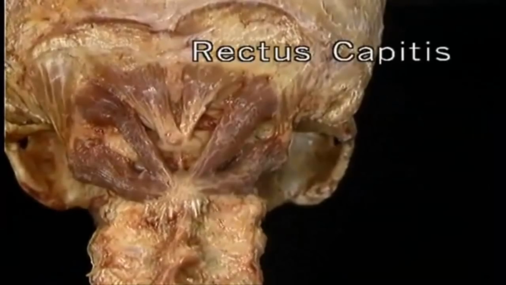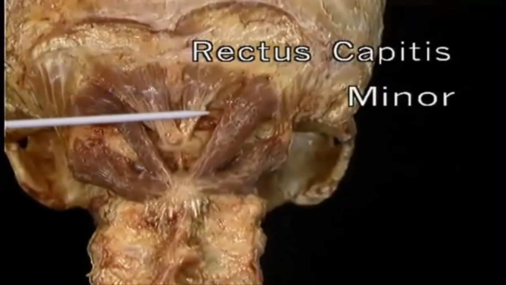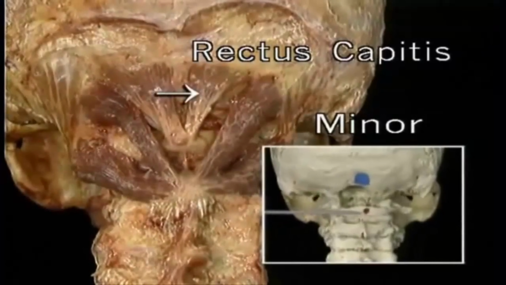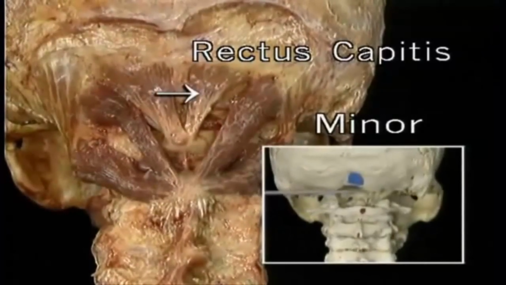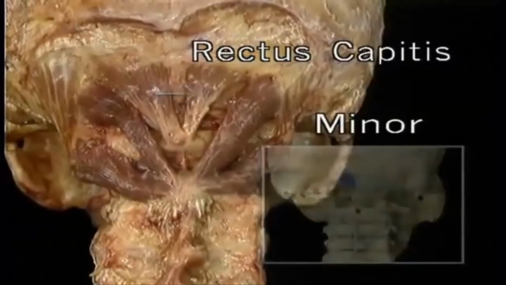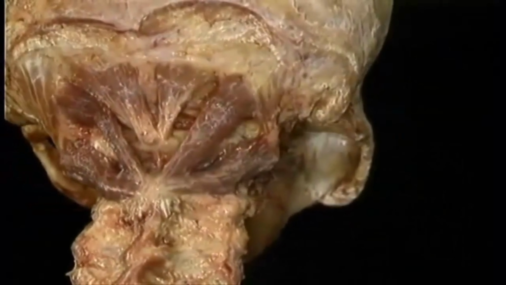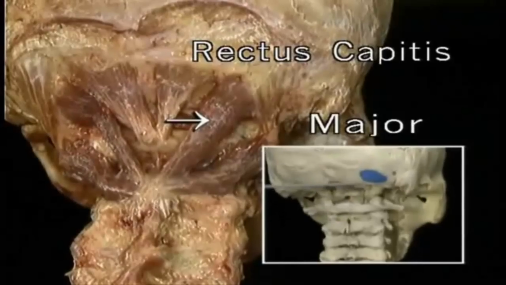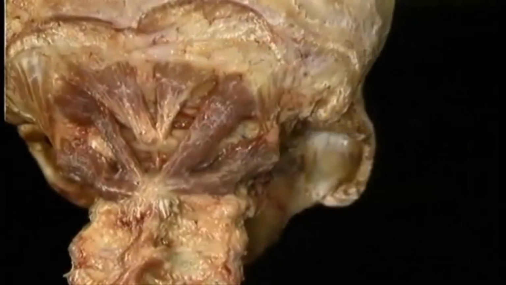Here are the two rectus capitis muscles, minor and major. Rectus capitis minor goes from the middle of the posterior arch of the atlas to this area on the occiput. Rectus capitis major goes from the spinous process of the atlas to here on the occiput.